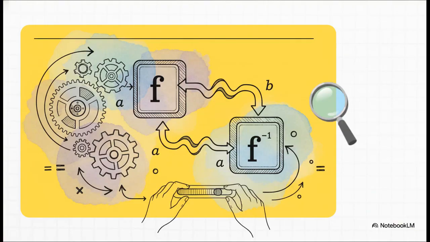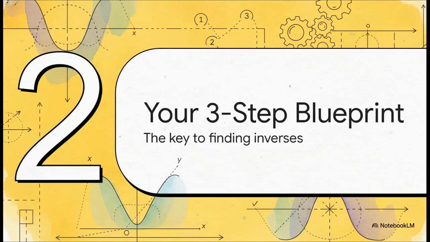And here's the core idea, and it's actually really simple. Let's say you have a function, we'll call it f. You put a into it, and you get b. Well, its inverse, and we write that with a little -1 symbol, does the complete opposite. You feed it b, and it spits a right back out. A perfect reversal. Okay, that sounds cool in theory, right? But how do you find one of these things?